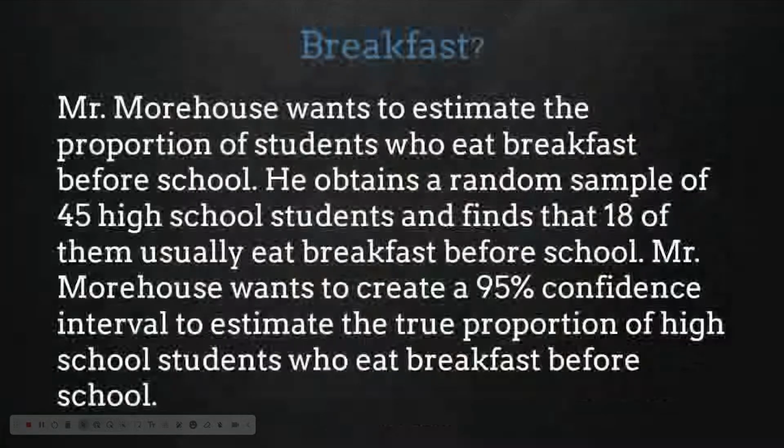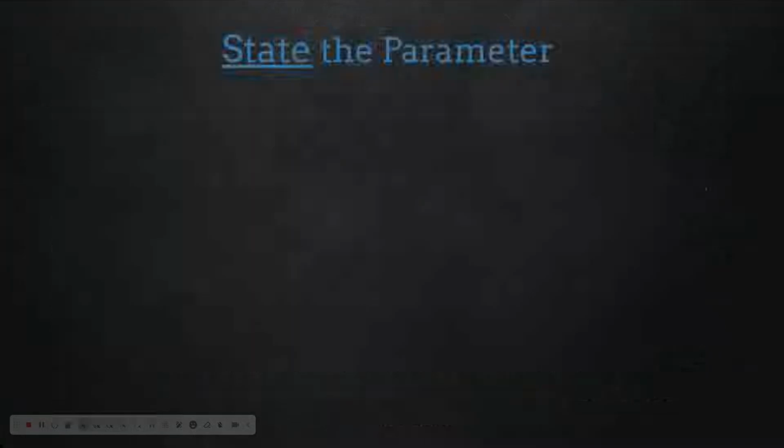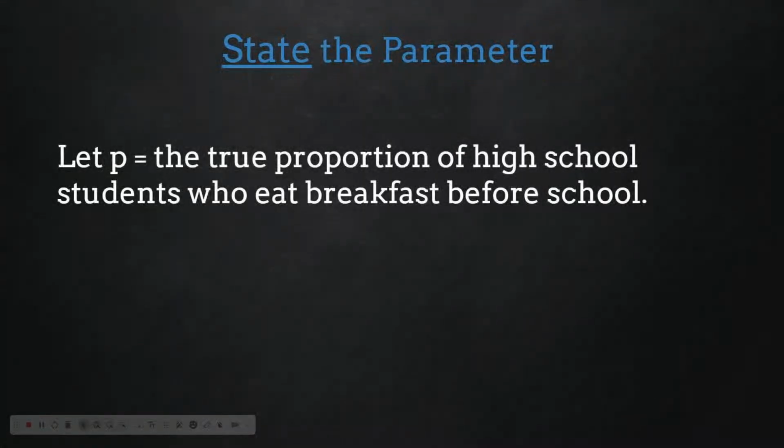Now let's say Mr. Morehouse wants to estimate the proportion of students who eat breakfast before school. He obtains a random sample of 45 high school students and finds that 18 of them usually eat breakfast before school. Mr. Morehouse wants to create a 95% confidence interval to estimate the true proportion of high school students who eat breakfast before school. Step one of our confidence interval procedure is going to be to state the parameter. We're going to say let P equal the true proportion of high school students who eat breakfast before school.